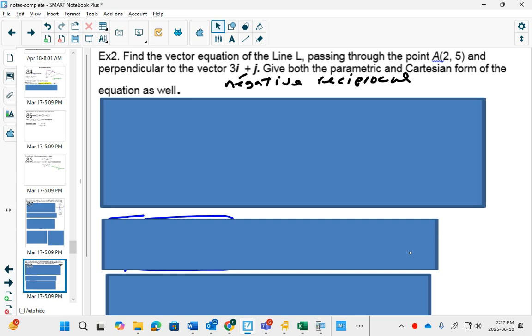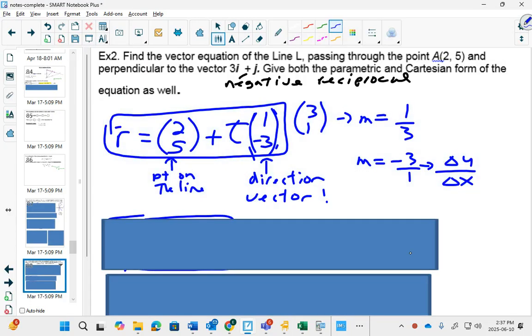So find the equation of the line passing through a point and perpendicular to this vector, right? Perpendicular means negative reciprocal. So again, all we need is, add an arrow over this. Any vector on that line would be a point on the line, or that position vector. And then if this is 3i, perpendicular would flip, and one of them would be negative. Doesn't matter if you put the negative on the bottom or the negative on the top. And that's your direction vector.